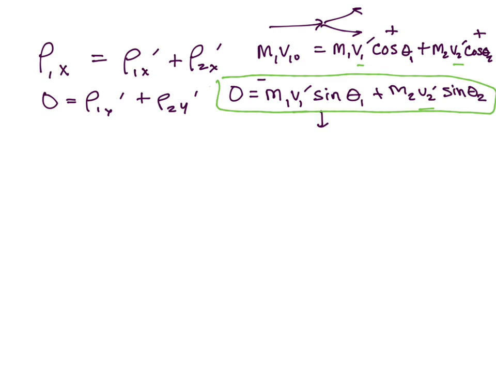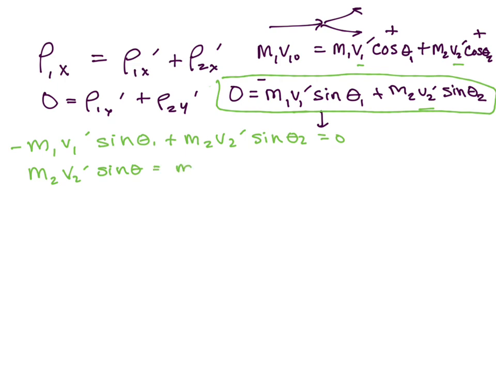I took negative m1 v1 final sine theta 1 plus m2 v2 final sine of theta 2, and I set that equal to 0, which means that m2 v2 final sine theta 2 is equal to m1 v1 final sine theta 1, because they're equal to 0. And I isolated one of the two final velocities that I don't know.